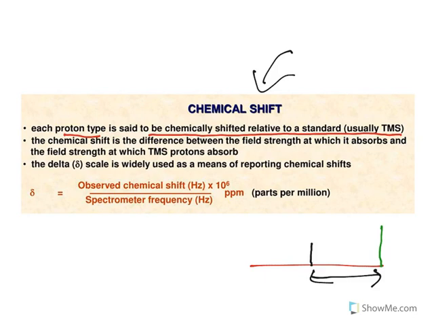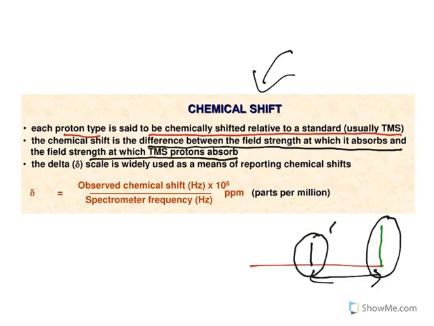Now there is a problem with this. The chemical shift is the difference between the field strength at which it absorbs and the field strength at which the TMS proton absorbs. TMS protons absorb at this field strength, whereas our protons will absorb at this. So this difference is what is called chemical shift.